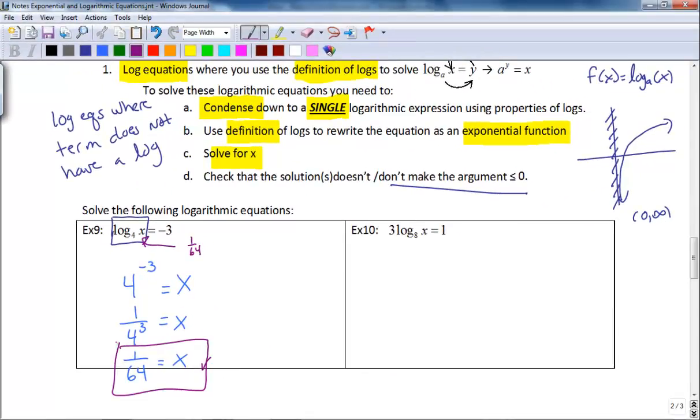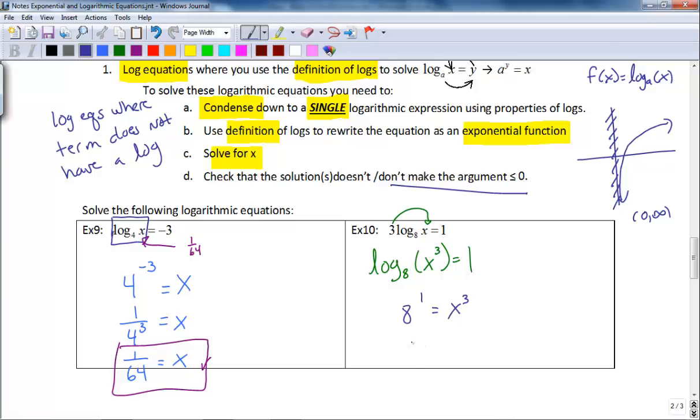I have 3 times the log base 8 of x is equal to 1. Step 1, condense down to a single log. Well, what I need to do is use the power rule and bring that 3 over to the argument. So this becomes the log base 8 of x cubed is equal to 1. I've condensed down to a single log, so now I use the definition of logs to solve this. So my base is 8, and this is 8 to the first power is equal to x cubed.